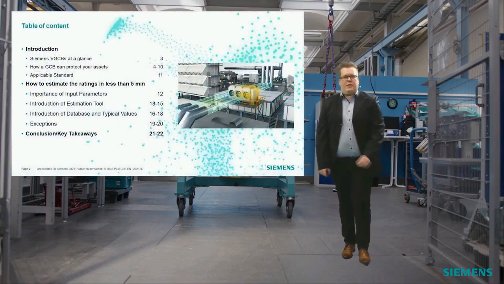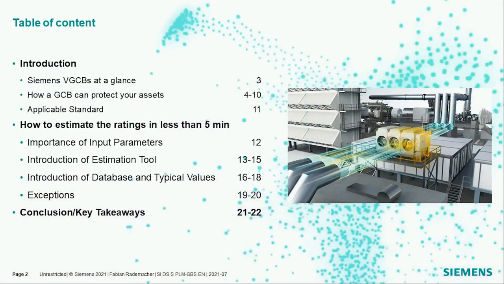What I want to present to you is, first of all, the Siemens VGCBs at a glance. I want to give you 4 key figures which are really important for us as Siemens. Then I want to highlight how a GCB can protect your assets, and what the difference is between IEC circuit breakers and IEC/IEEE generator circuit breakers. Then I want to introduce you to our GCB online estimation tool, which will give you the generator circuit breaker ratings and switchgear ratings in less than 5 minutes.